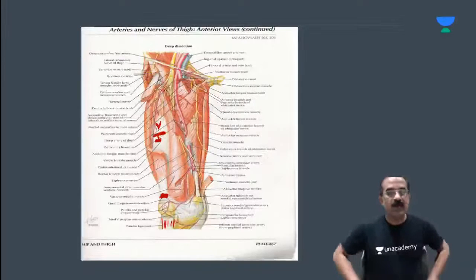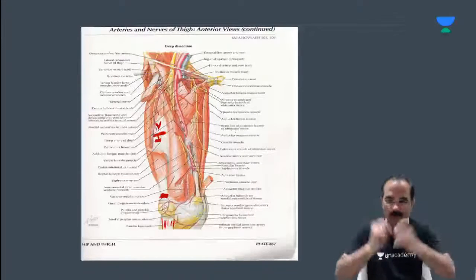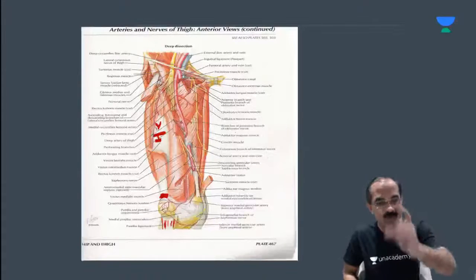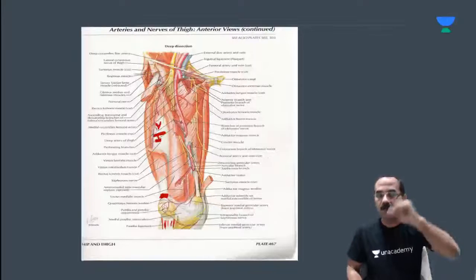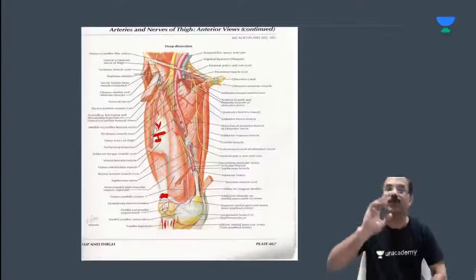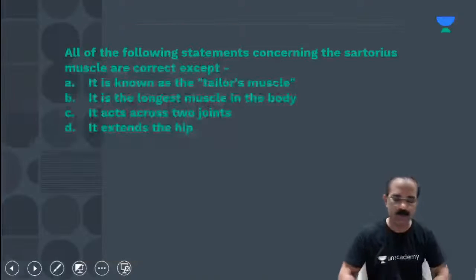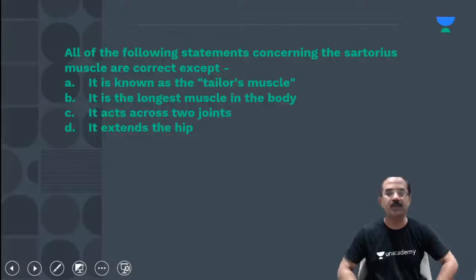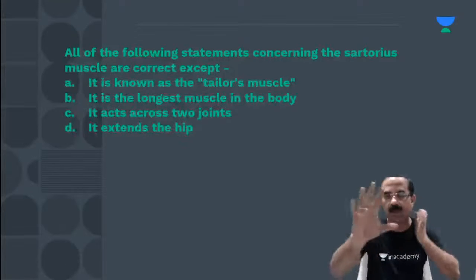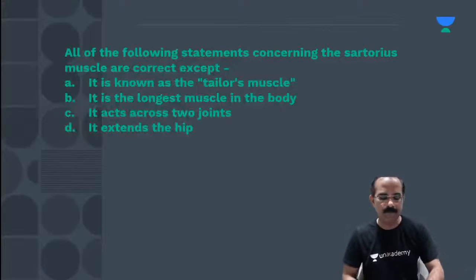So clear? When you answer this for the viva, the action of quadriceps femoris, acting as a whole, is extension at the knee joint, and the rectus femoris alone would cause flexion at the hip joint. Clear? So that's the total muscles in the anterior compartment of the thigh. Look at this MCQ and answer.